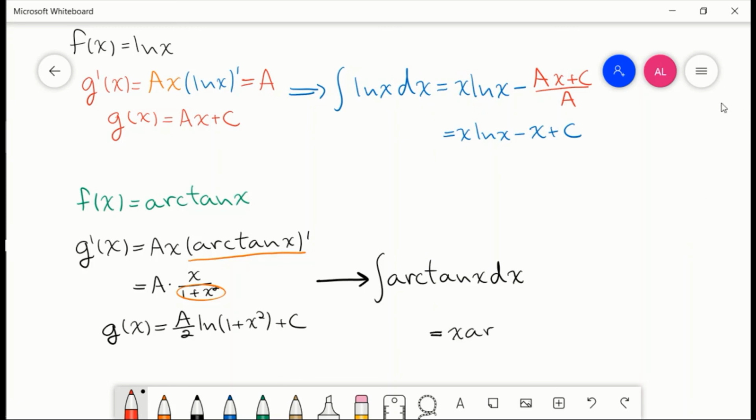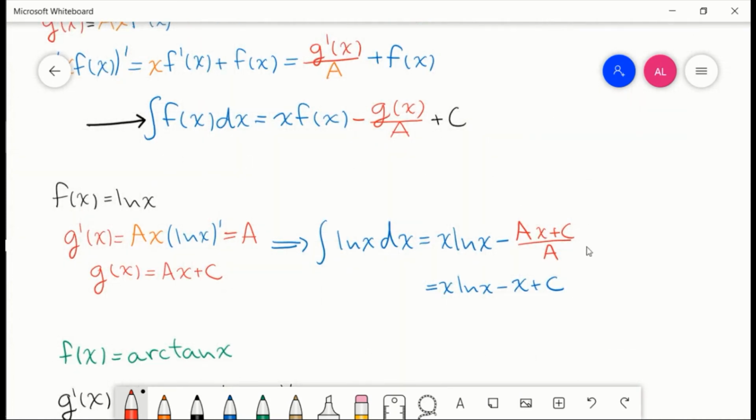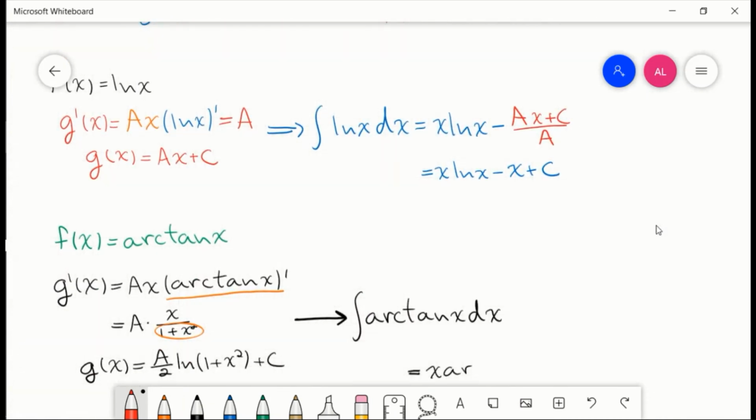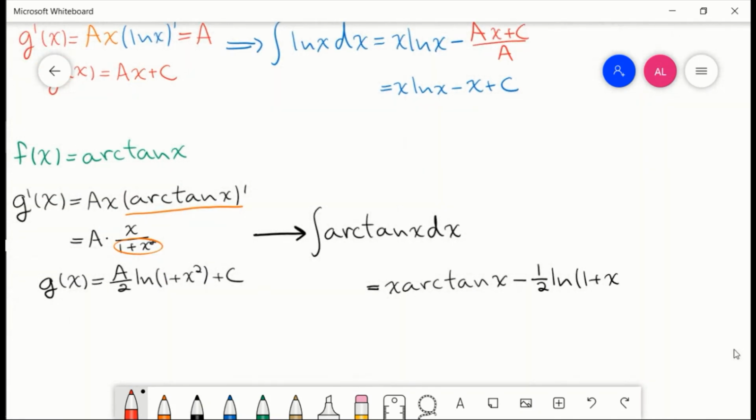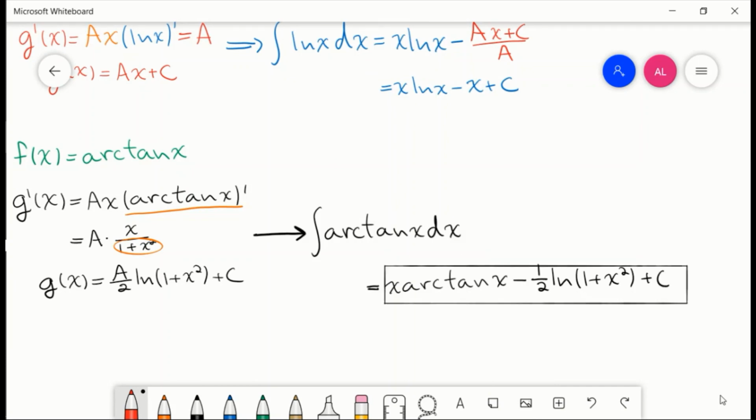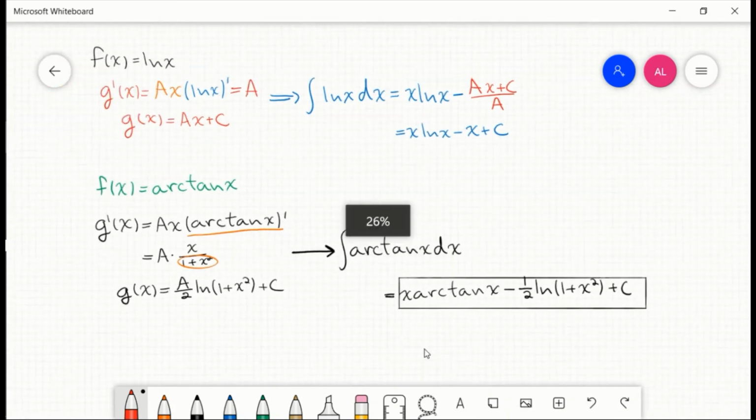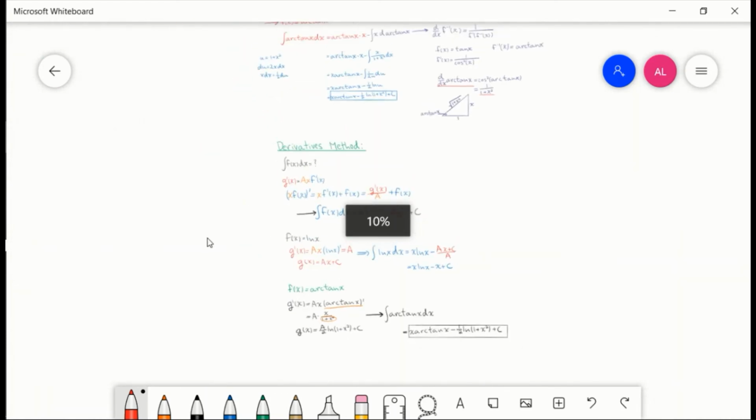So now, we can once again use this formula right here. And we have that the integral of the arctangent of x dx is equal to x times the arctangent of x minus 1/2 times the natural log of 1 plus x squared. All of this plus c. And we are done, right? I personally thought that was pretty cool.